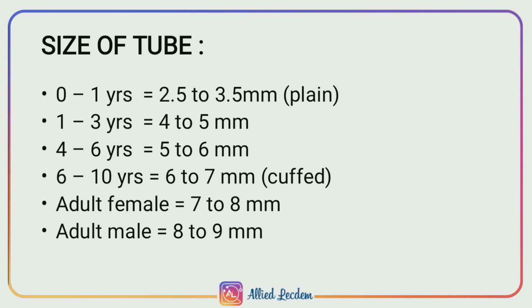Size of the tube. For patients ranging from 0 to 1 years old, we use 2.5 to 3.3 mm, for 1 to 3 years we use 4 to 5 mm, for 4 to 6 years we use 5 to 6 mm, and for 6 to 10 years it is 6 to 7 mm, which is cuffed, and for adult female it is 7 to 8 mm, and for adult male it is 8 to 9 mm.